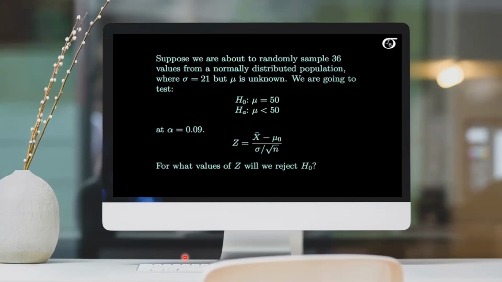So when I'm talking about the power of a hypothesis test, it is basically the probability of correctly rejecting a false H0. That is this power of the test, power of the hypothesis test.